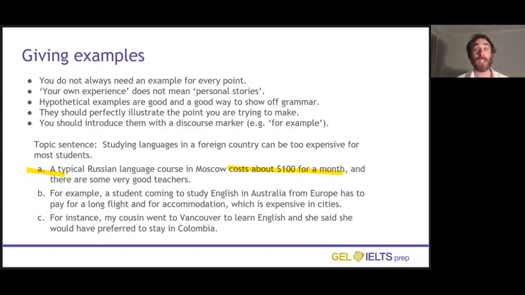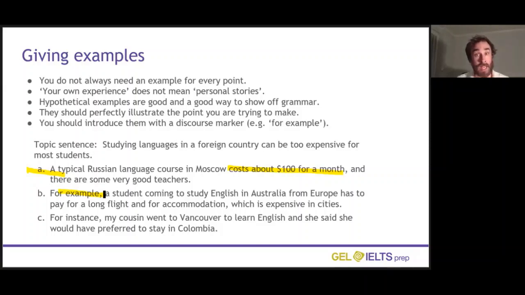Sentence B is a good example. This student has started with, for example, as a discourse marker. And you'll notice it's in present simple. A student coming to study English in Australia from Europe has to pay for a long flight and for accommodation, which is expensive in cities.